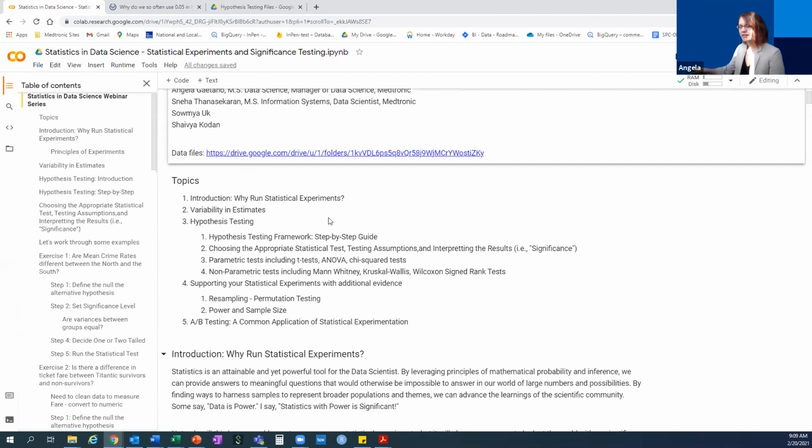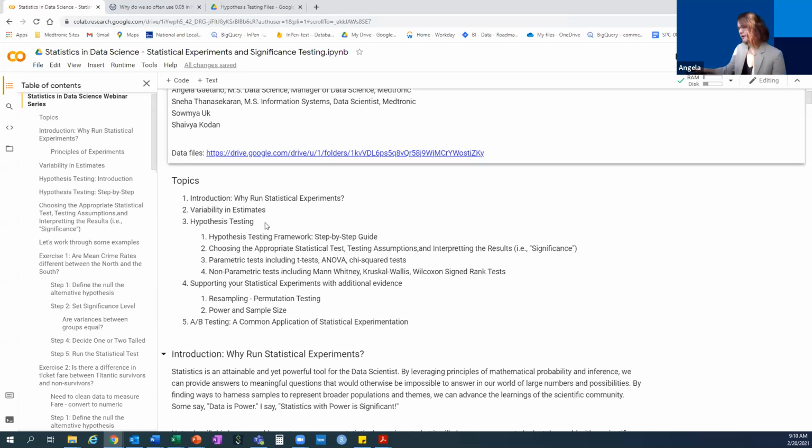Secondly, variability and estimates. It's really important to understand that statistics is what bridges mathematical principles with more natural real-world data. And in that bridge, a lot of variability is going to be introduced, and it's the principles of that variability that is the foundation for a lot of traditional statistics that we'll be covering today. So I think that's really important to cover.